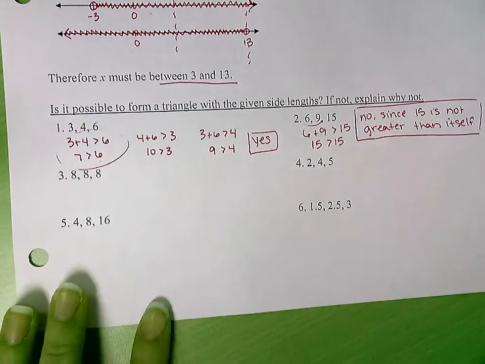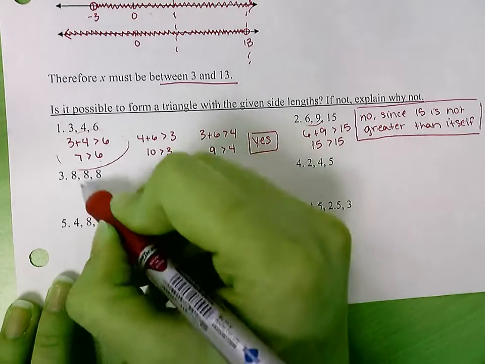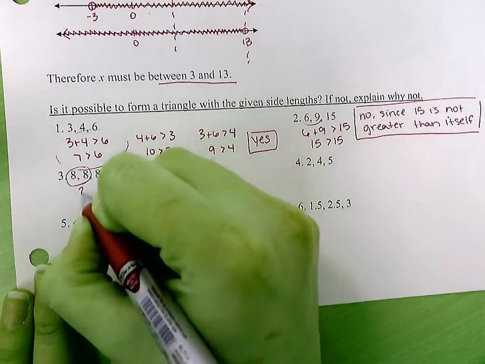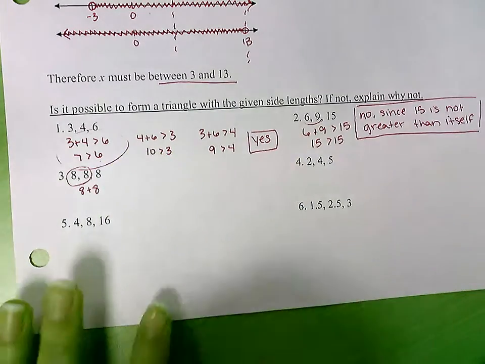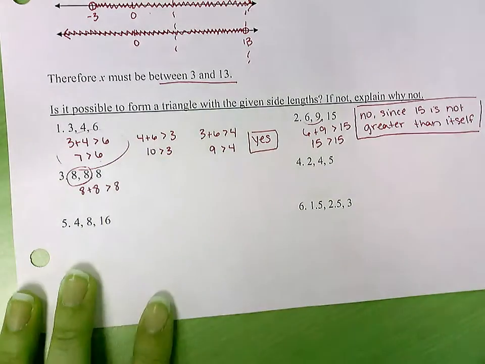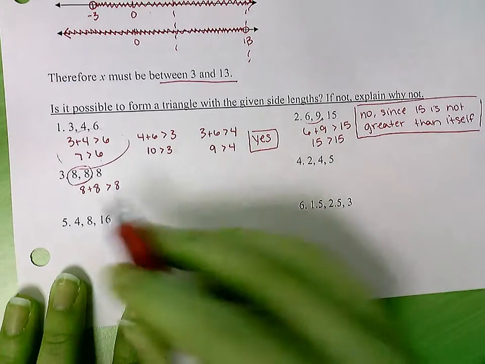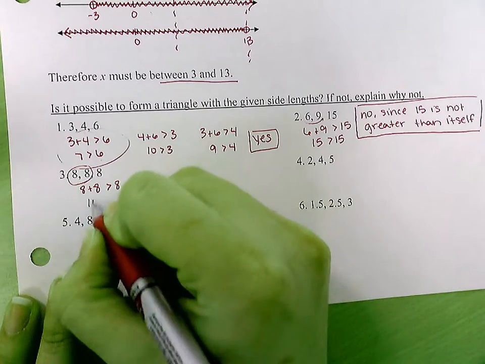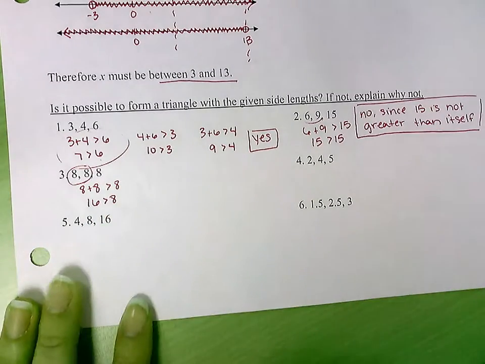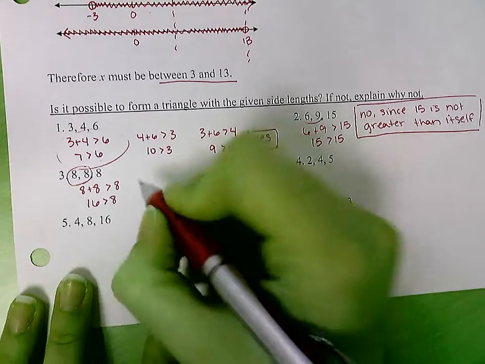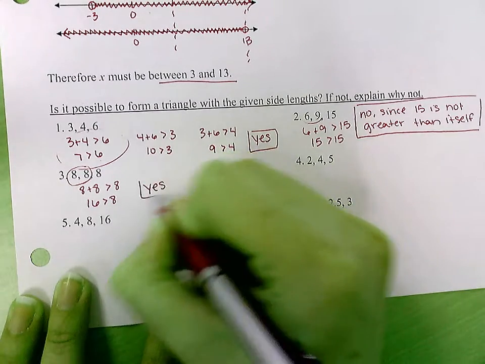Since all 3 sides are the same, your 2 small sides could just be 8 and 8. We'll take 8 plus 8, and that has to be greater than the third side of 8. So if I add 8 and 8 together, I do get 16 greater than 8. That statement is true. So if that statement is true, then yes, these do make a triangle.